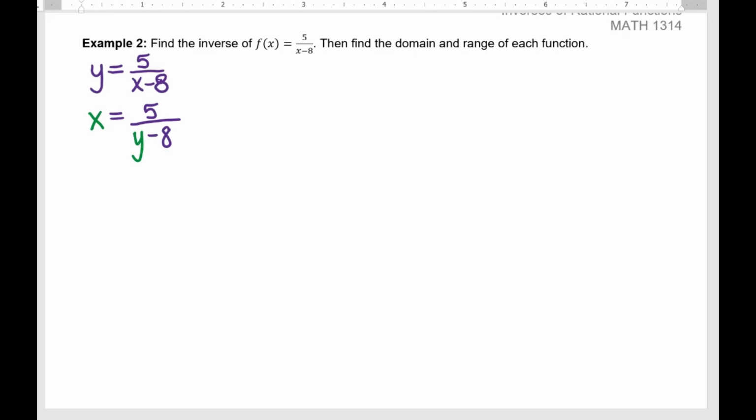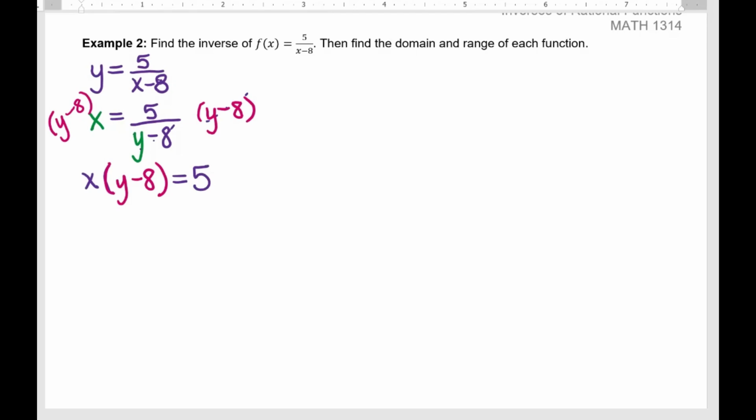Third step says we need to solve for y. So what we're going to do is try to get that y out of the bottom. To do that, since it's in the bottom or dividing, we're going to multiply both sides of our equation by that denominator. In doing so, we have x times that y minus 8. And that's going to be equal to 5, because on the right-hand side, the y minus 8s will cancel each other out.